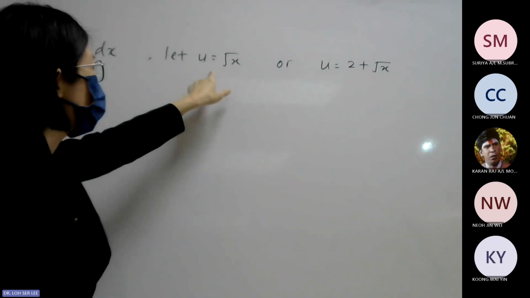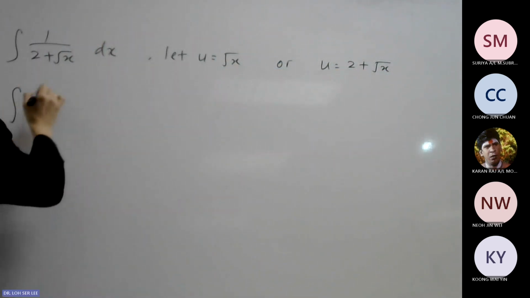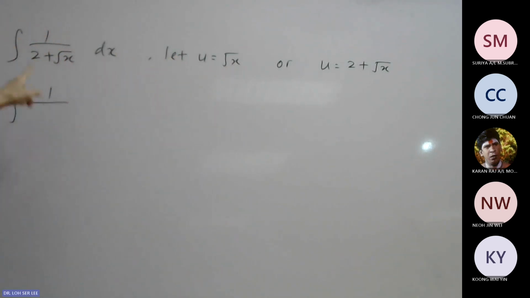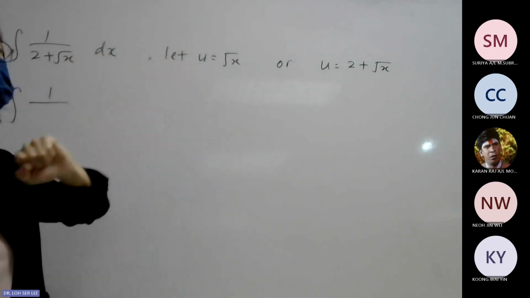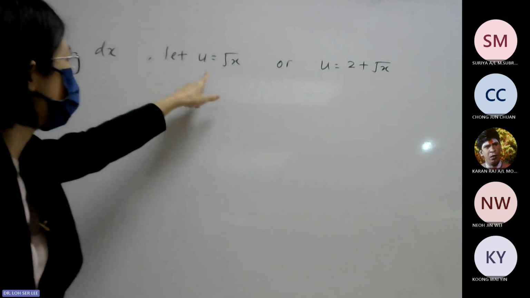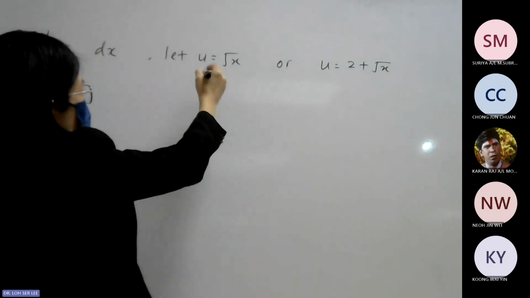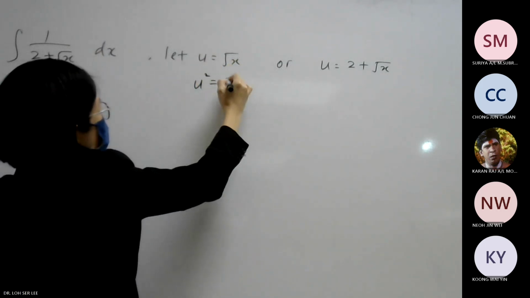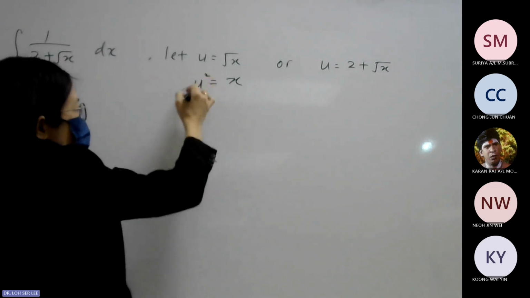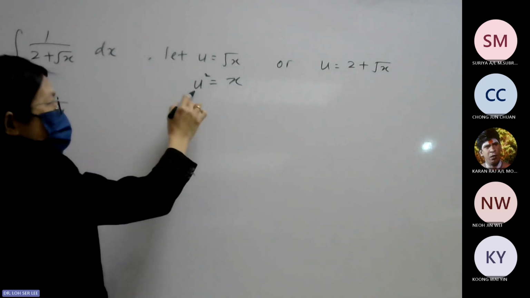So let's say I start from this one. The slide follows this. Beside the function, we will start to change into u. So we have 2 plus u. We want the x. So from here, we use implicit differentiation. Square both sides, and we use implicit differentiation. Differentiate this with respect to x. What do you get?